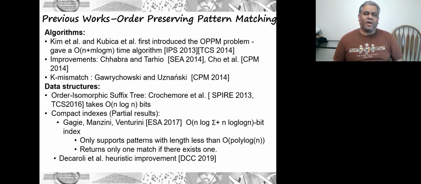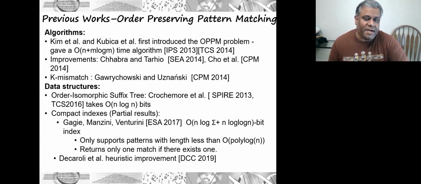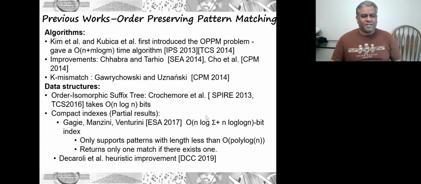This problem has been well worked on for the last 8 years. There have been algorithms and data structures. The main data structure is known as the order isomorphic suffix tree. However, just like the usual suffix tree, it takes order of n log n bits. So the question is: is there a compact index, a compressed index which takes order of n log sigma bits? This question was answered partially by Gagie, Manzini, and Venturini. They got an almost compact index, but it only supports patterns of length less than polylog, and it can only output one match. So it's a partial result, and what we give here is a full-fledged result, which gives an index of big O of n log sigma bits.